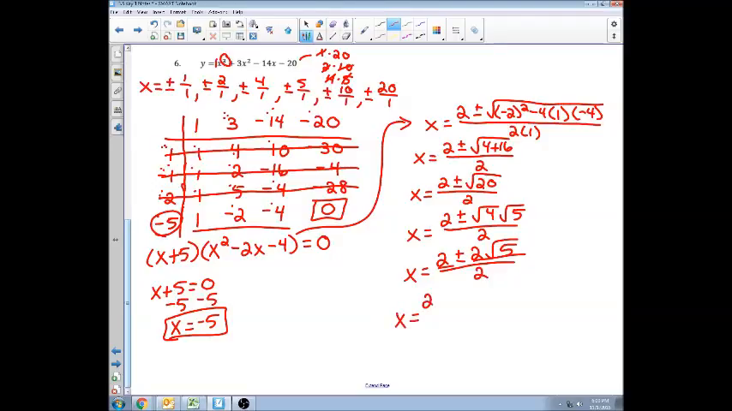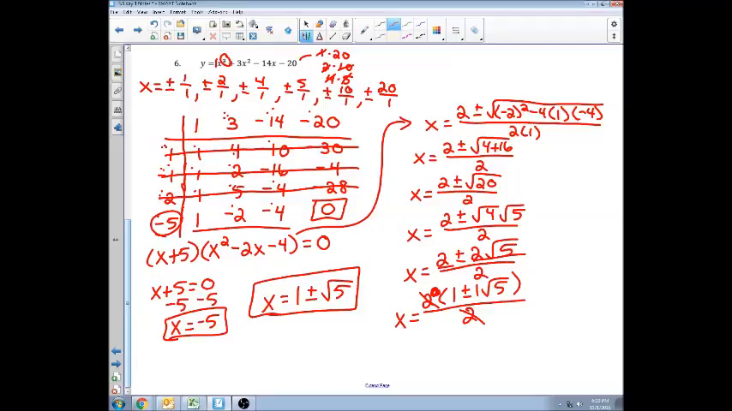X would equal 1 plus or minus 1 root 5, or you could just write root 5 there, all over 2. Since this is multiplication right here, I can get rid of the 2's. So my final answer would be x equals 1 plus or minus the square root of 5, which is actually 2 answers, plus the 1 answer I had over here. Between all of my answers, I'm supposed to have 3, according to my degree, which I do.